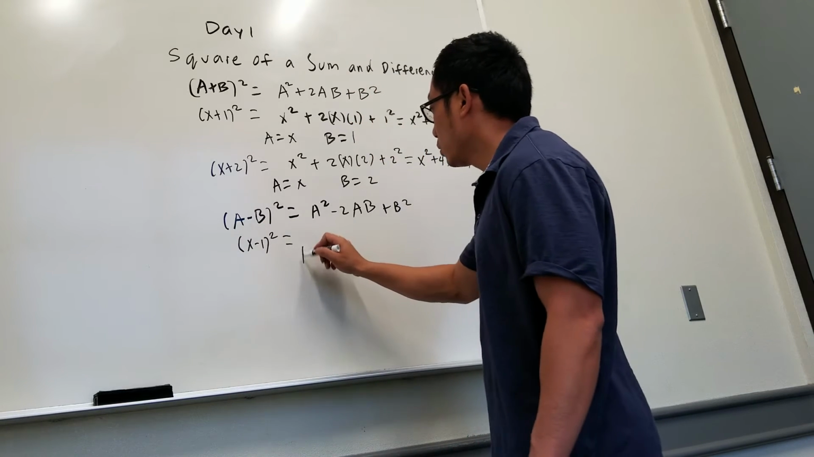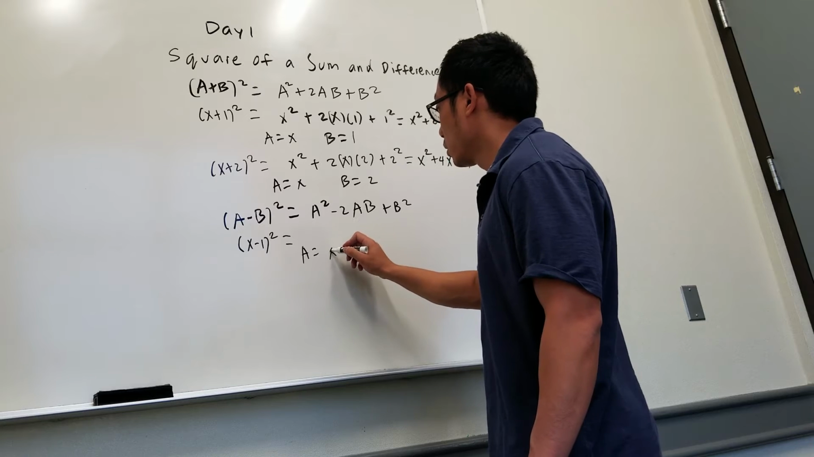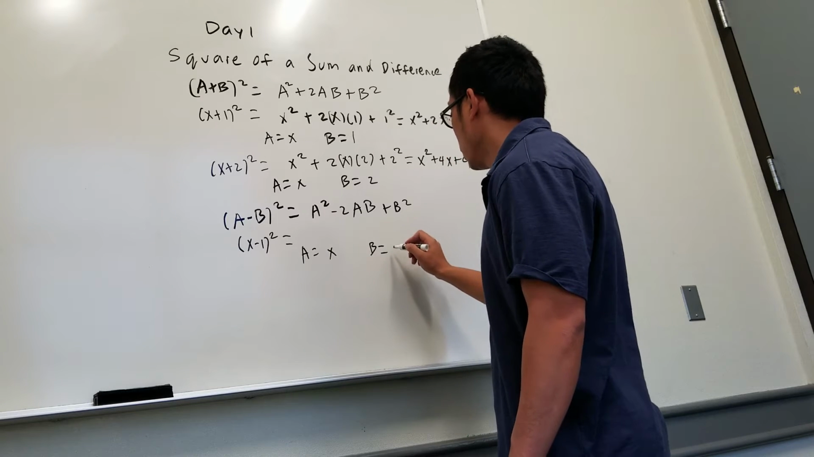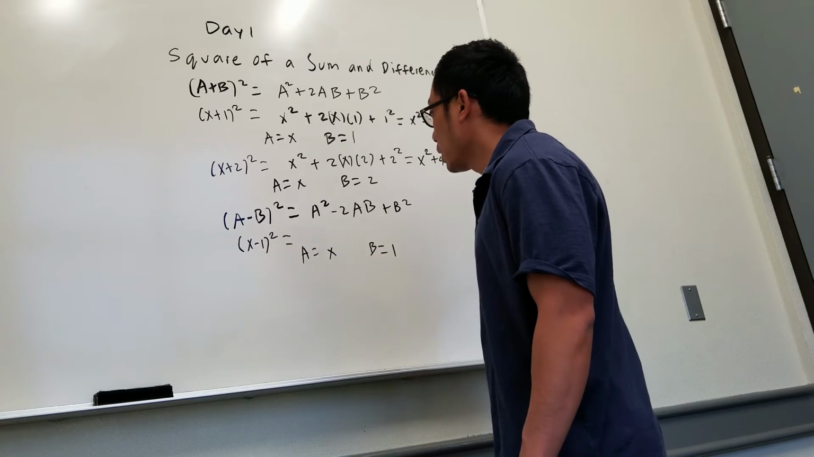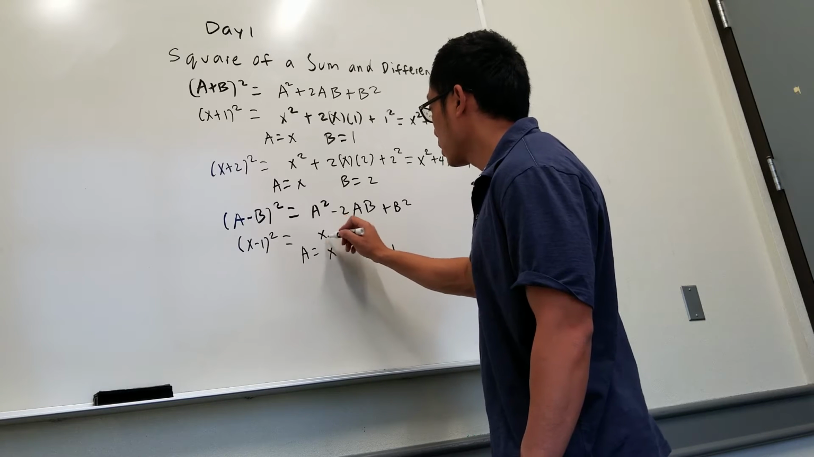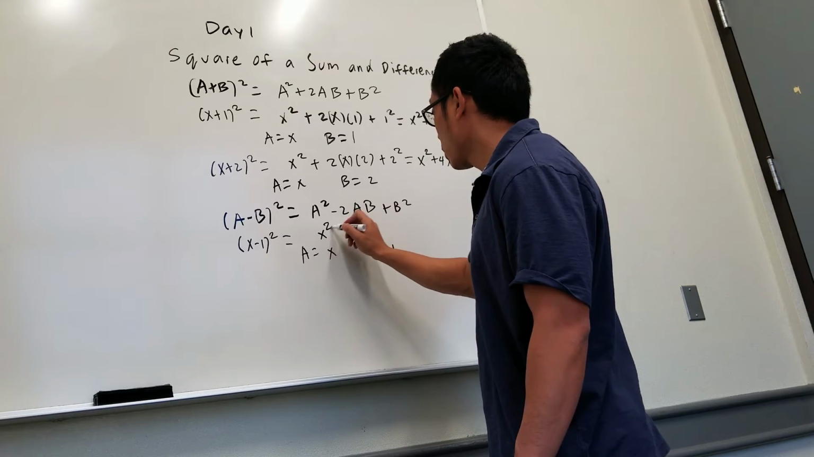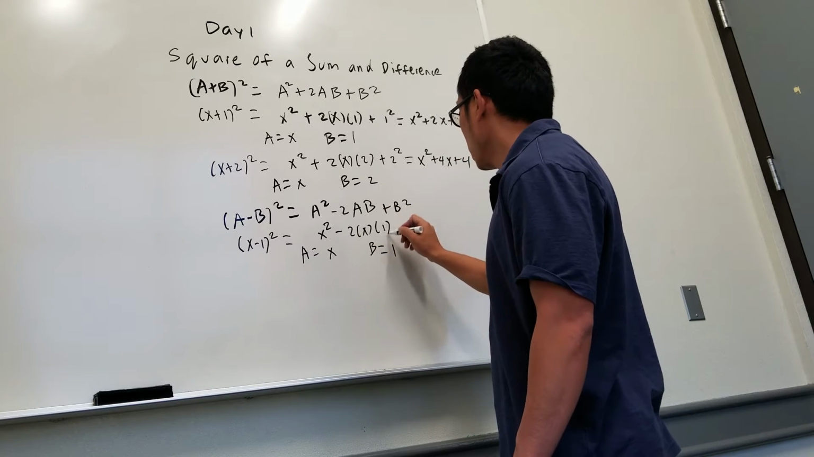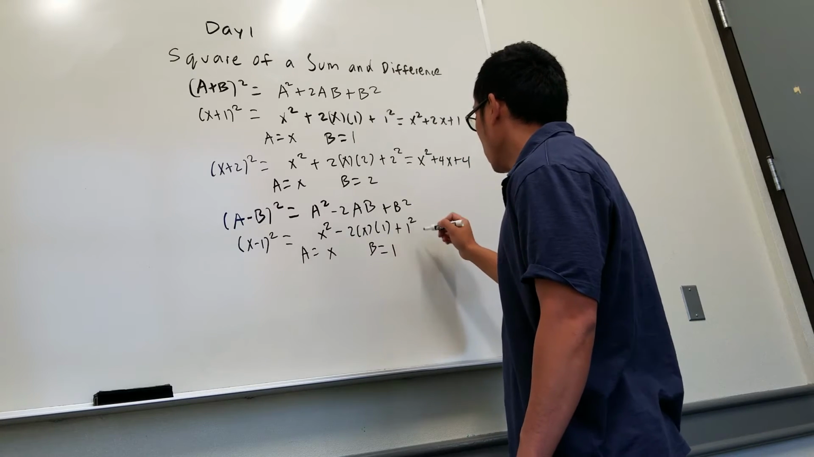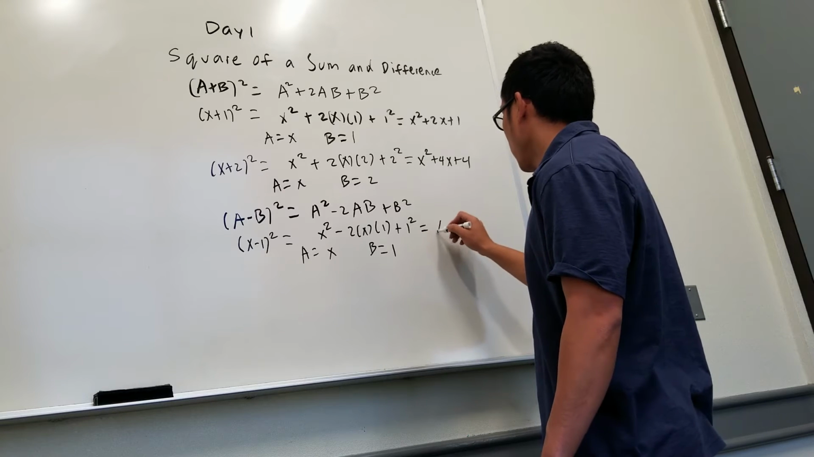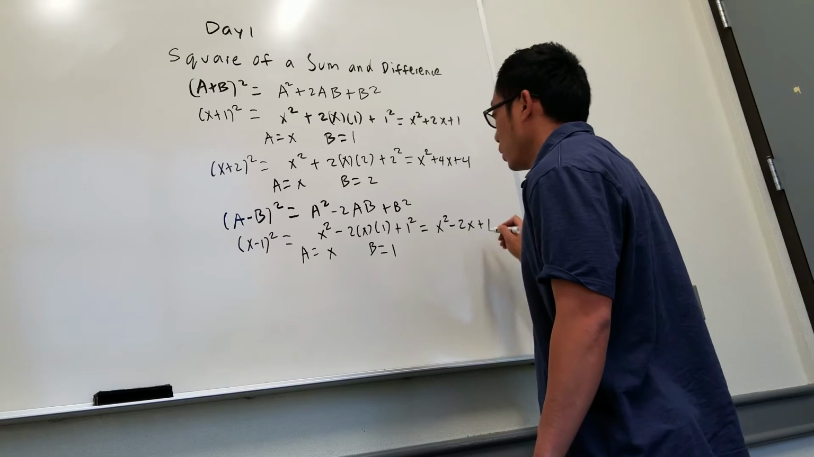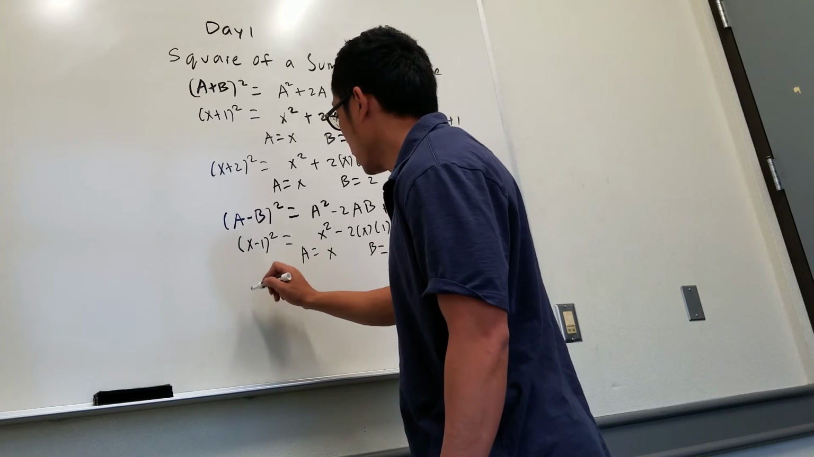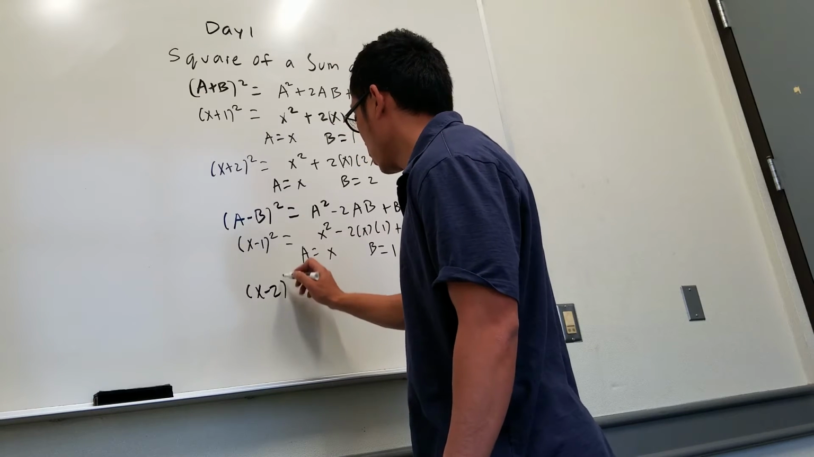So we have a is equal to what? X. B is equal to 1. Right? Be careful, it's not negative 1, it's 1. So you have x. A squared is x squared minus 2a, which is x, b is 1, plus b squared, 1 squared. So we simplify, we have x squared minus 2x plus 1. Okay, so why don't you try it out? X minus 2 squared.